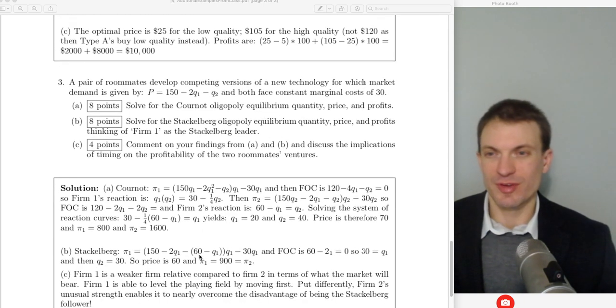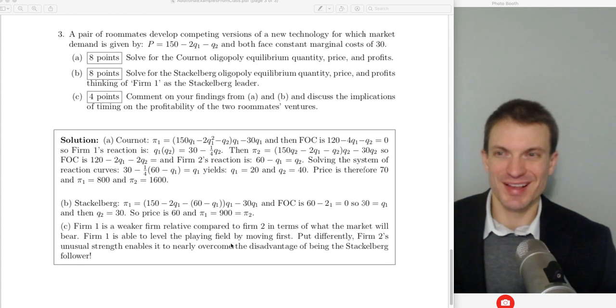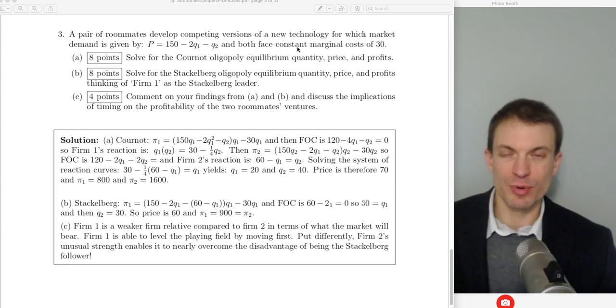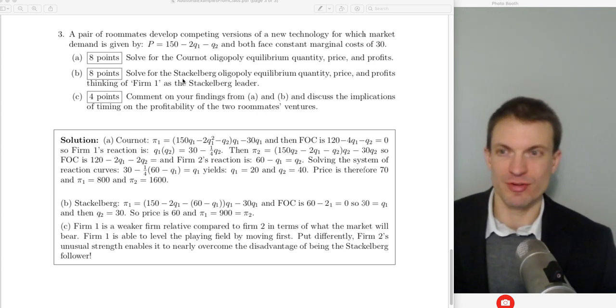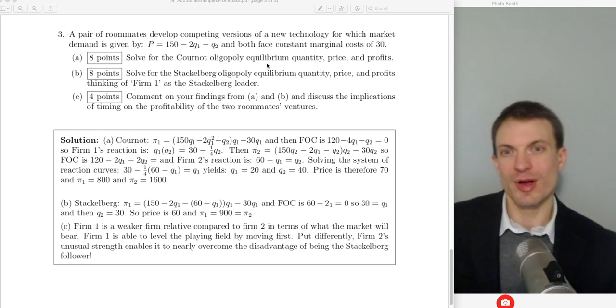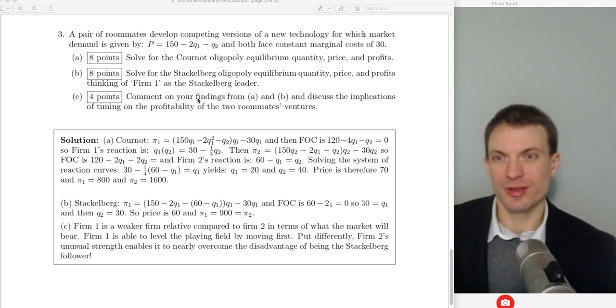All right, and the last one, we've got roommates developing competing versions of a new technology for which the market demand is given here. Both face constant marginal cost of 30. We don't quite have symmetry because quantity 1 is being viewed differently by the market than quantity 2. This is like measuring some amount of product differentiation. So for the Cournot oligopoly equilibrium, Stackelberg, and then comment.